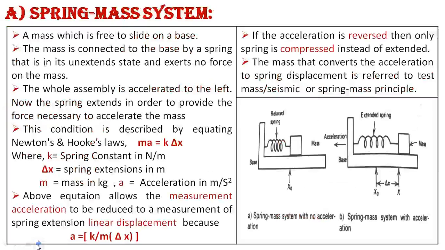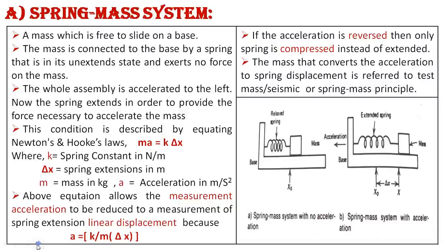We have to see the diagram: spring mass system with no acceleration and spring mass system with acceleration. A mass is free to slide on a base. The mass is connected to the base by a spring that is in its unextended state and exerts no force on the mass. The whole assembly is accelerated to the left. Now the spring extends in order to provide the force necessary to accelerate the mass. The condition is described by equating Newton's and Hooke's laws.